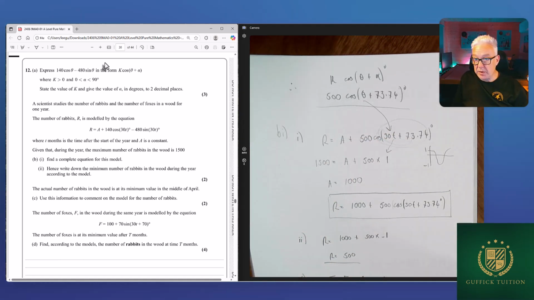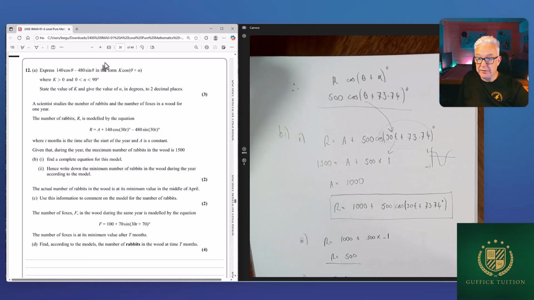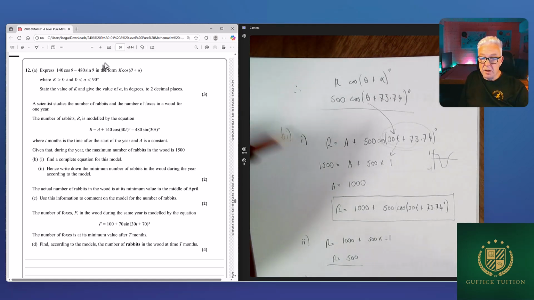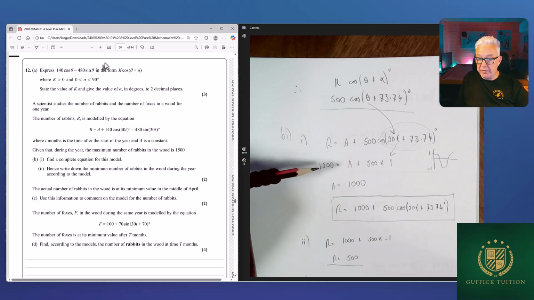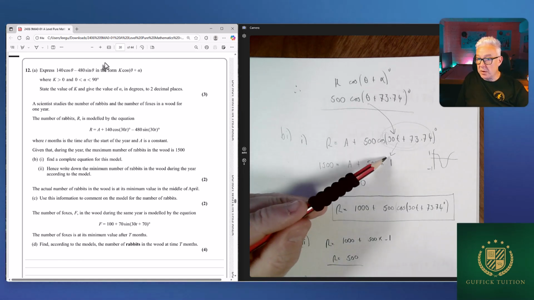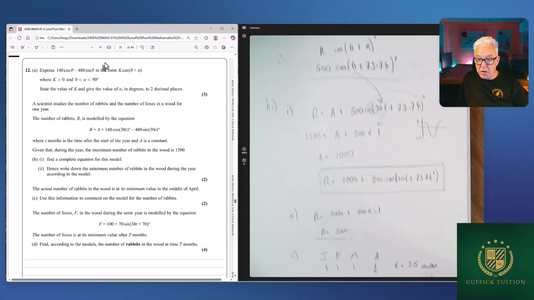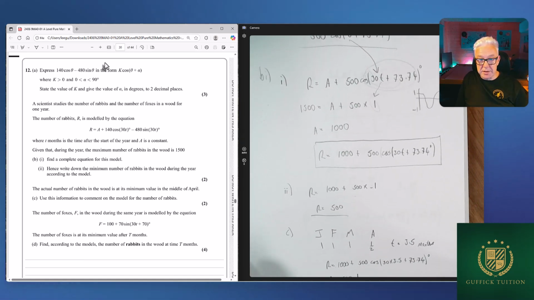So that's an idea that students can find a little bit difficult to get their head round when they first see it. But a maximum is going to occur when this is 1. So therefore, we have 1,500 is A add 500, which means that A must be 1,000, okay? So we've used that information that the maximum number of rabbits occurred when this was 1. We've now got our complete model for the number of rabbits, and that is B part 1 done.